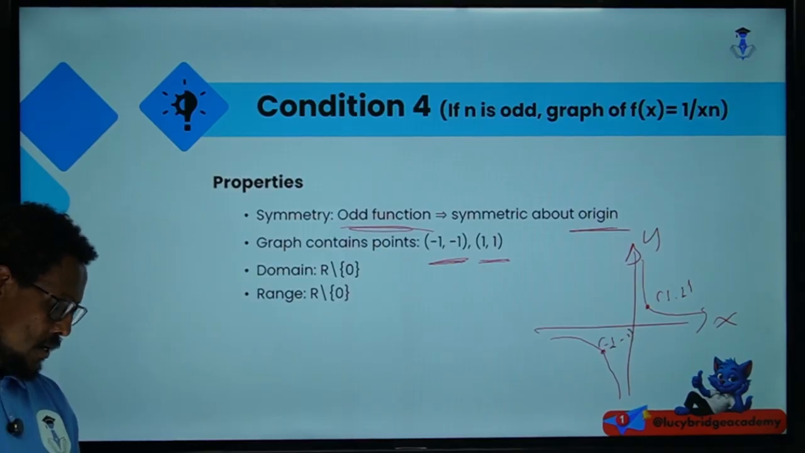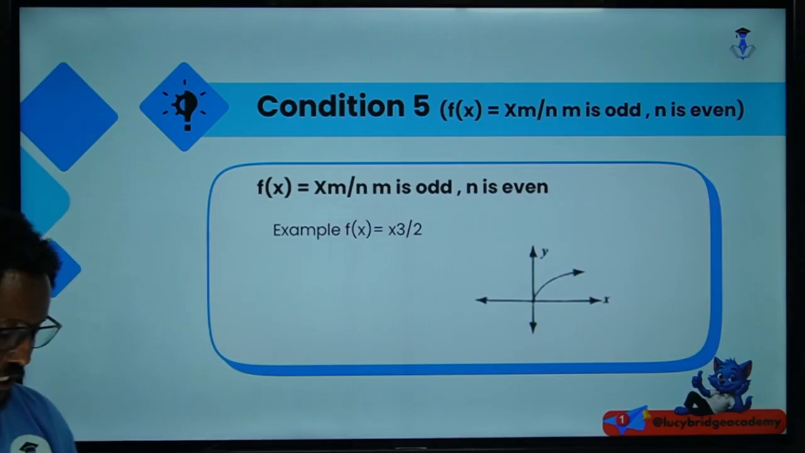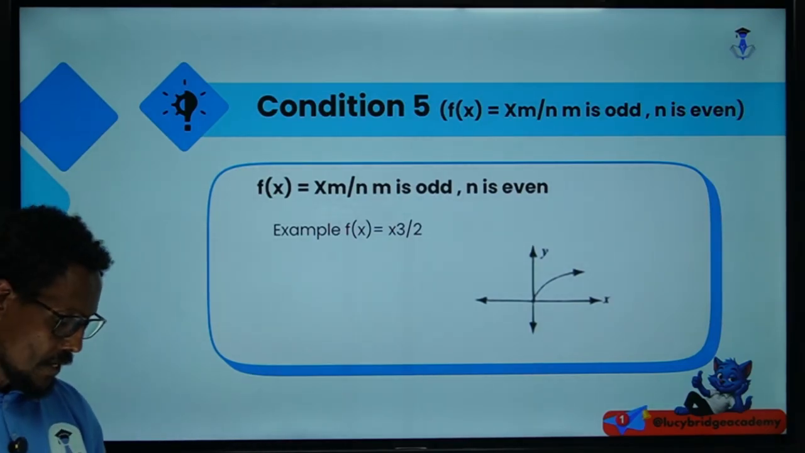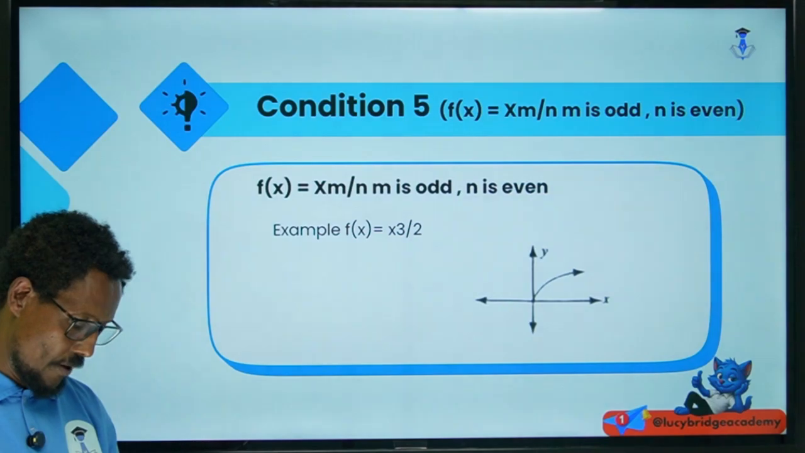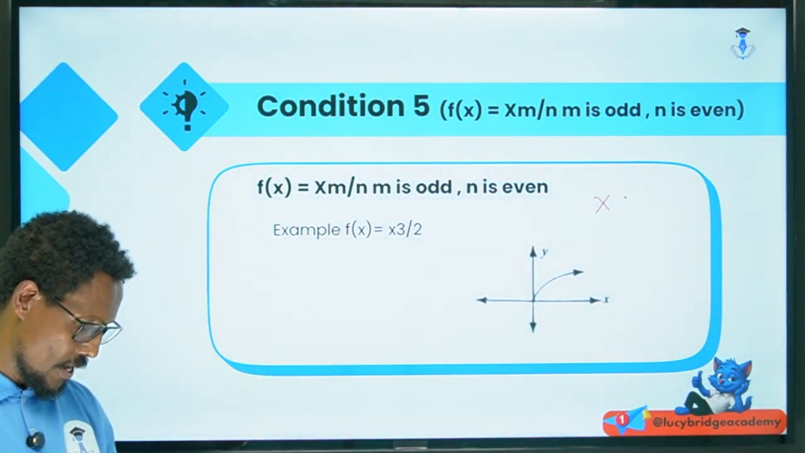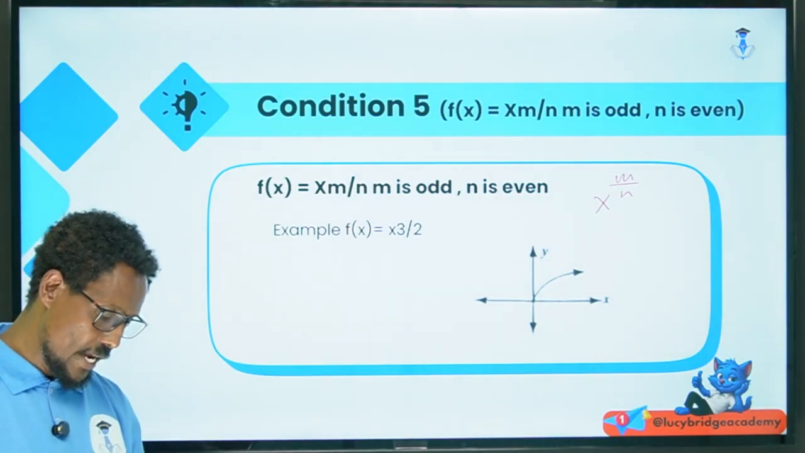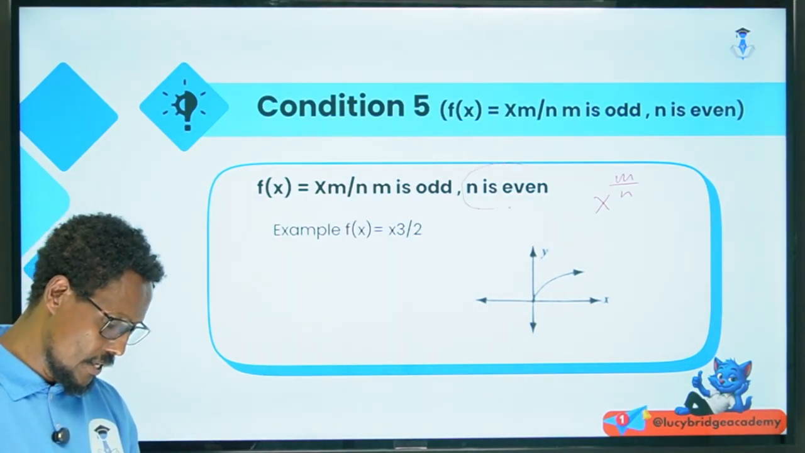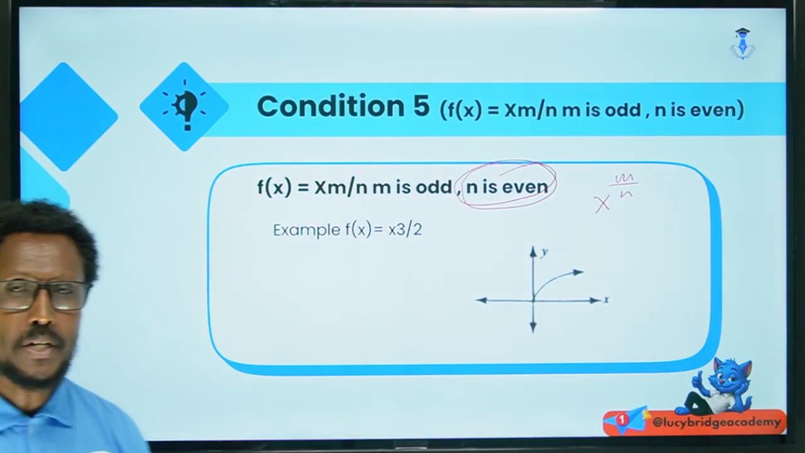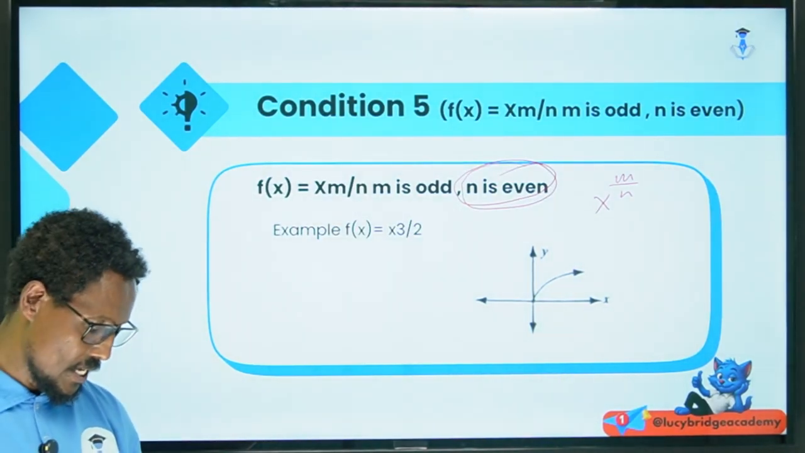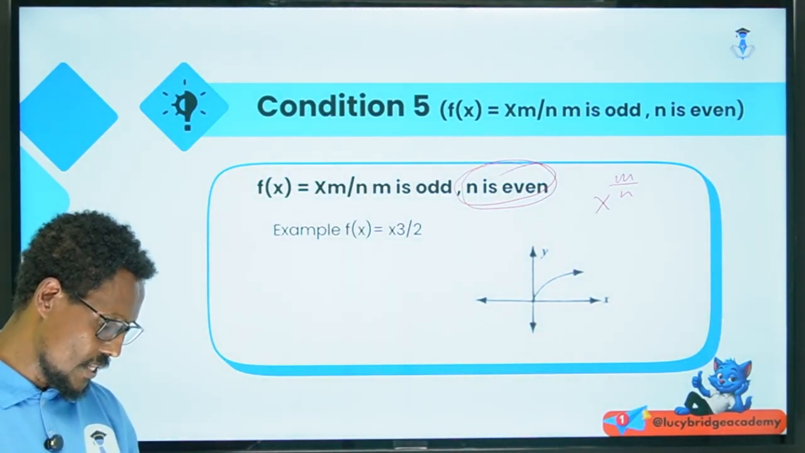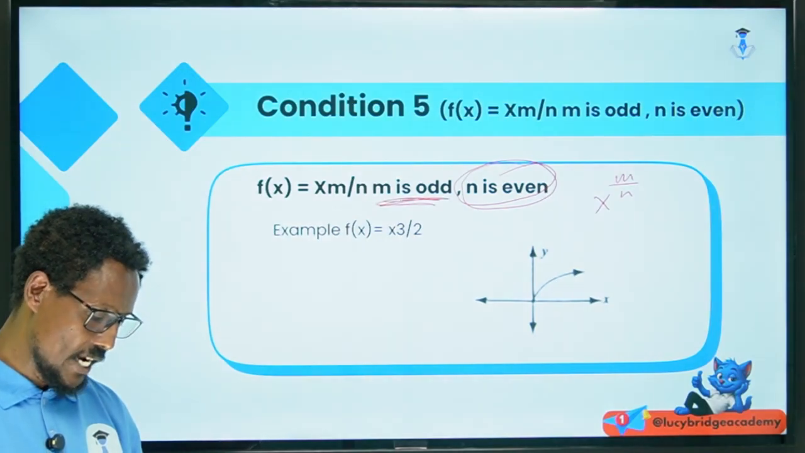Okay, good. Condition 5. f of x is equal to x to the power of m over n, where n is even. This means, what about m? m is odd. m is odd and n is even.